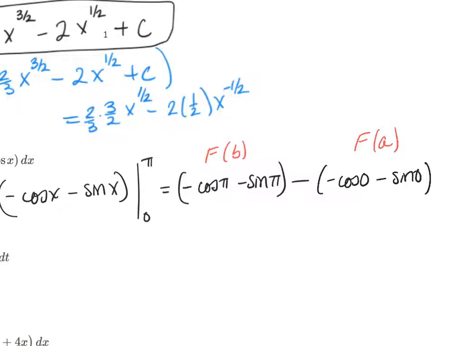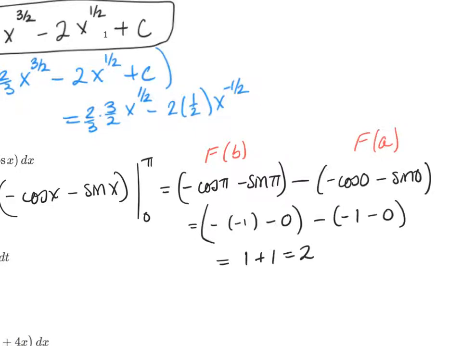What is the cosine of pi? Negative 1. So this is going to be equal to negative 1. And then minus the 0, since sine of pi is 0. Cosine of 0 is 1, so minus a 1. Then minus 0, since sine of 0 is 0. So this is going to be equal to 1. Negative 1 and negative 1 make it positive 1. And same with the other. So my net answer is 2.